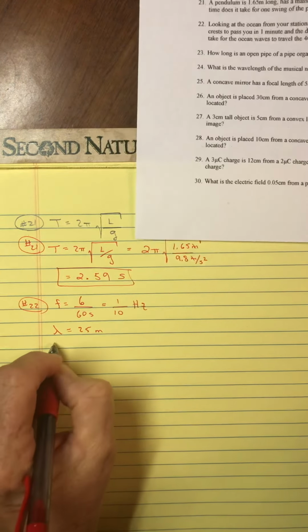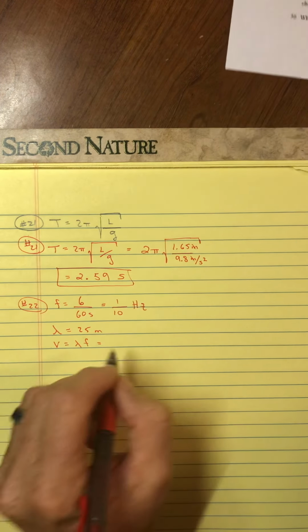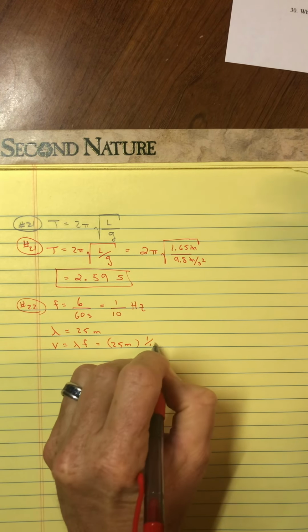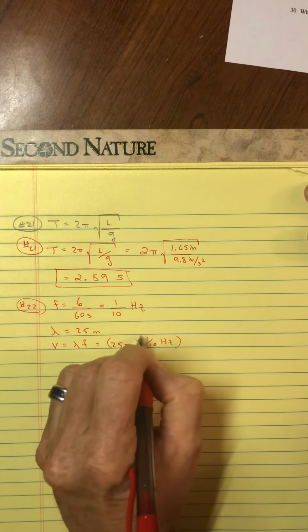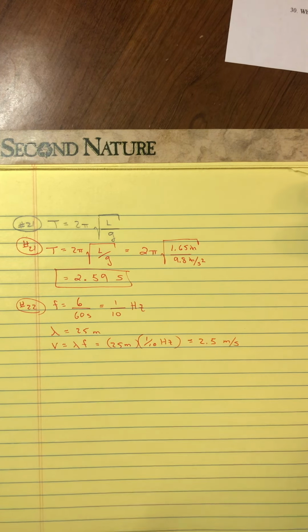But to do that, we need speed. So the first thing to do is to remember that velocity is wavelength times the frequency. And so that's going to give us a pretty slow speed of 2.5 meters per second.